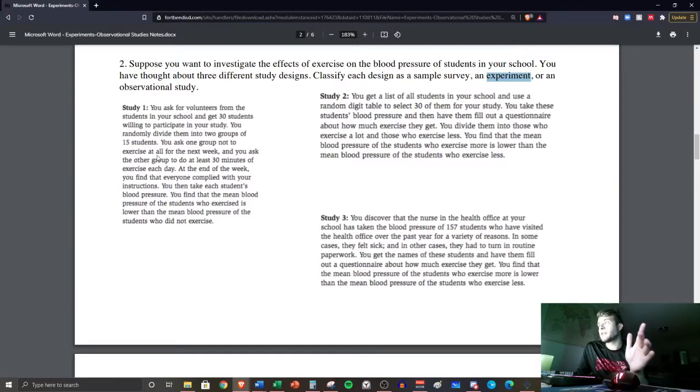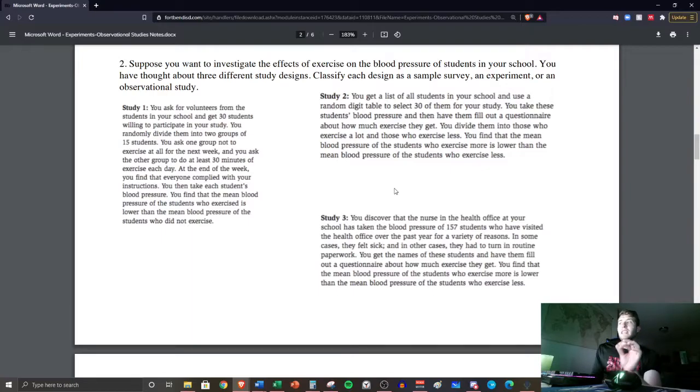So you're forcing them to exercise. They have to do it. At the end of the week, you find that everyone complied with your instructions. Good, they did that. You then take each student's blood pressure, and you find the mean blood pressure is lower than those that did not exercise. So that is an experiment. So you can label that one experiment for study 1. So that one's pretty easy.